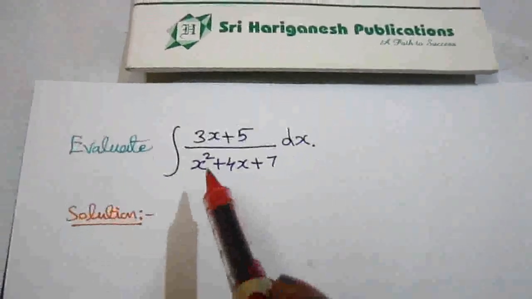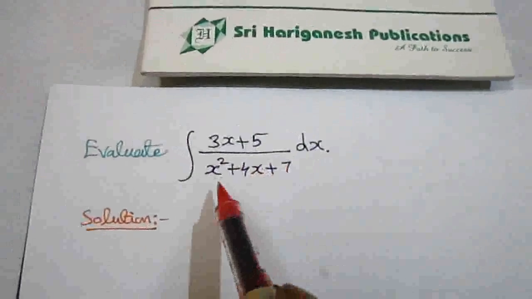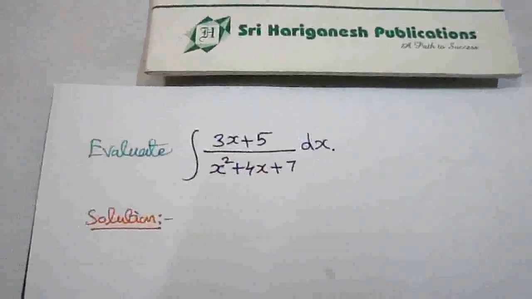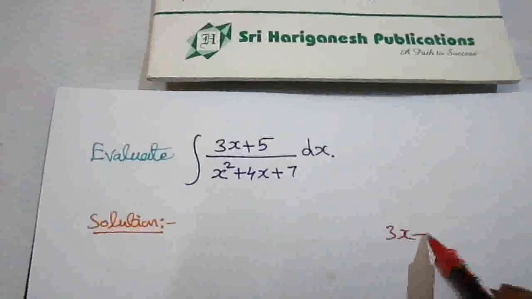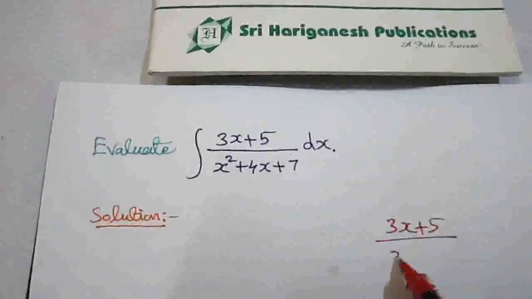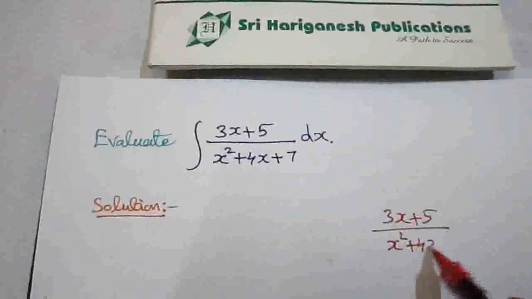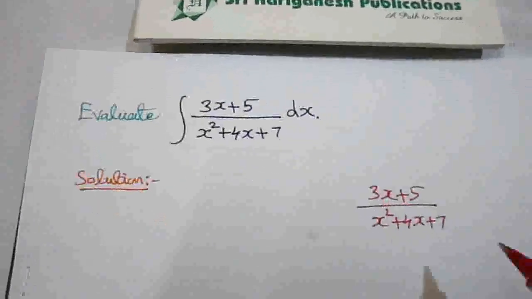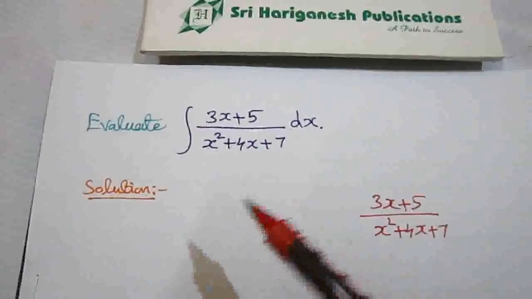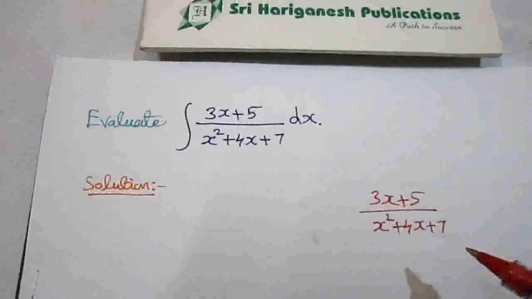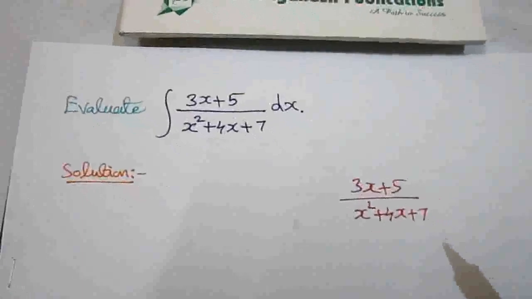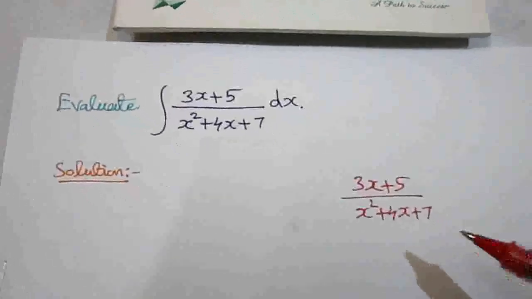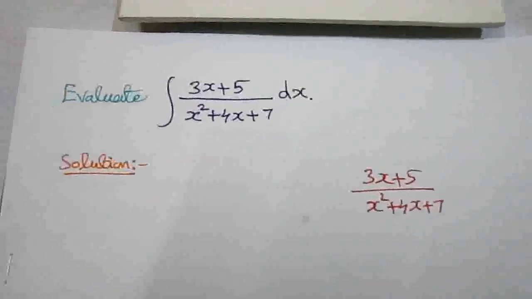Evaluate the integral of (3x + 5) / (x² + 4x + 7). So here the integrand is (3x + 5) by (x² + 4x + 7). You see, this is a rational function, so it is integration of a rational function p(x)/q(x). But q(x) is not factorizable, we cannot factorize, so we cannot apply the partial fraction method.